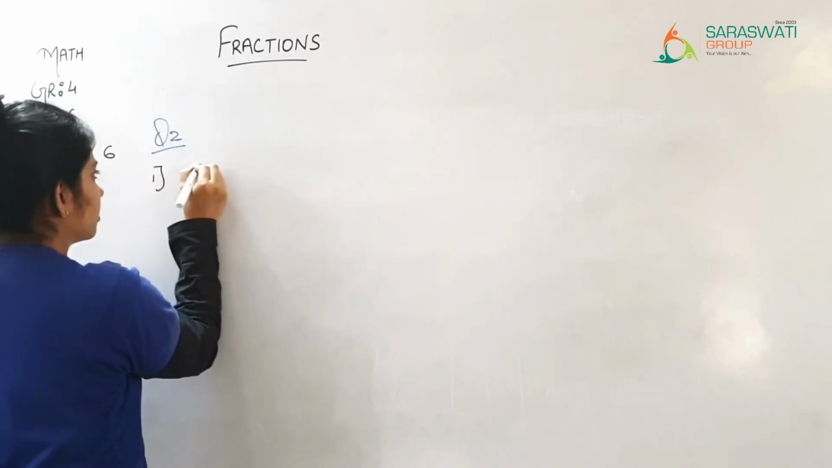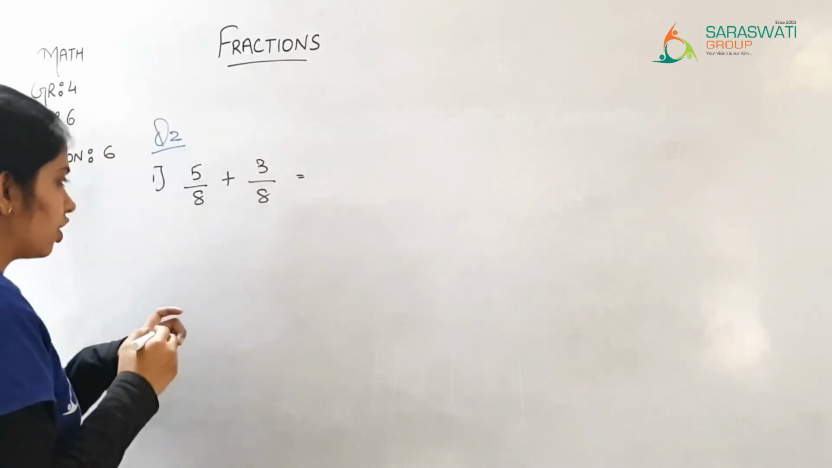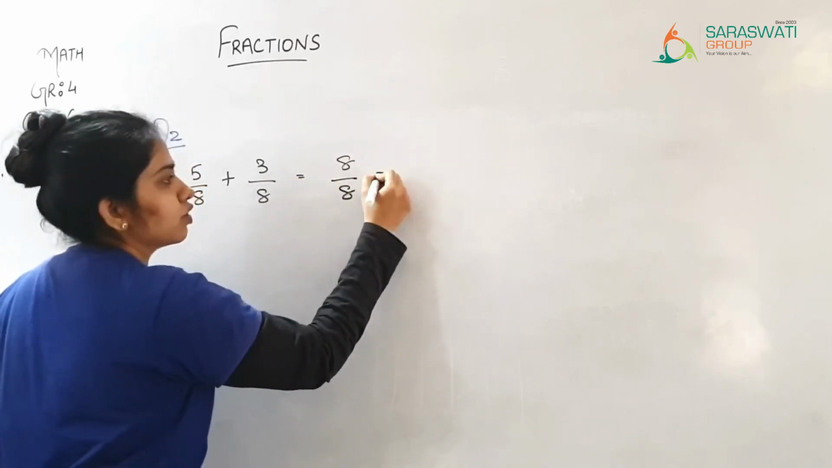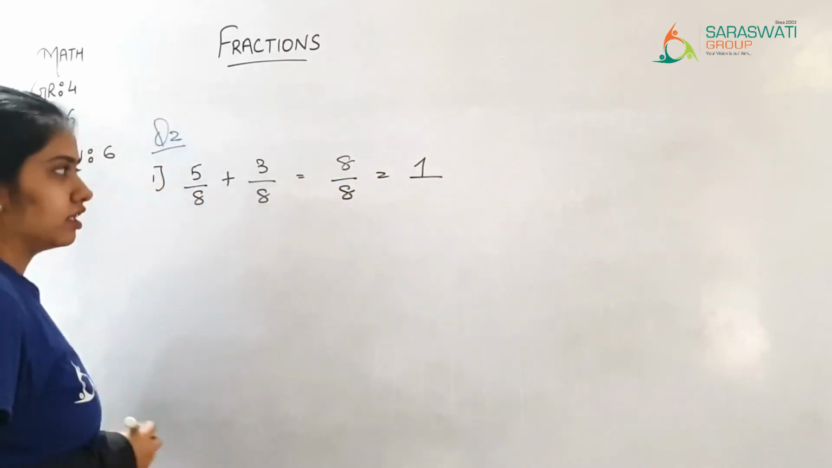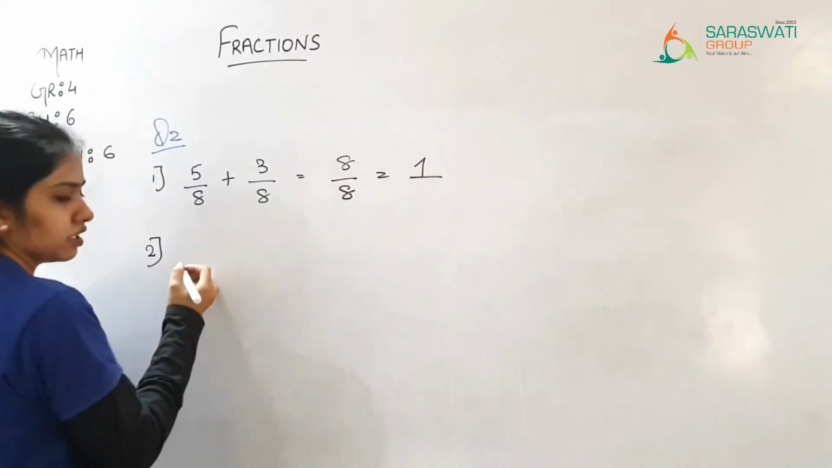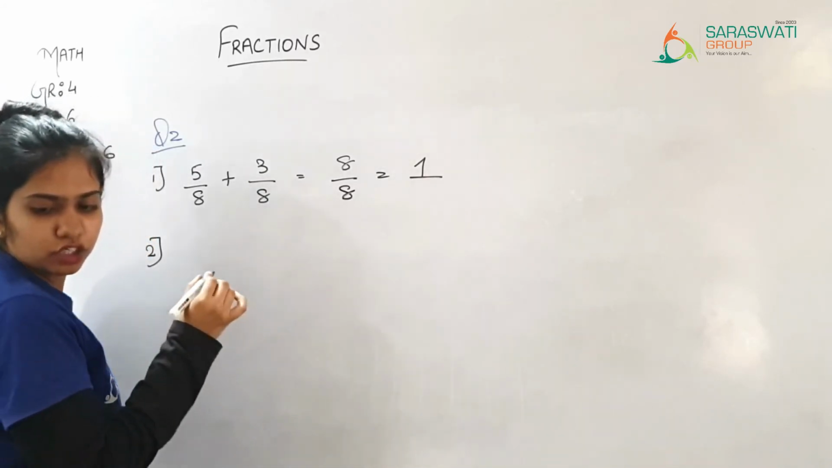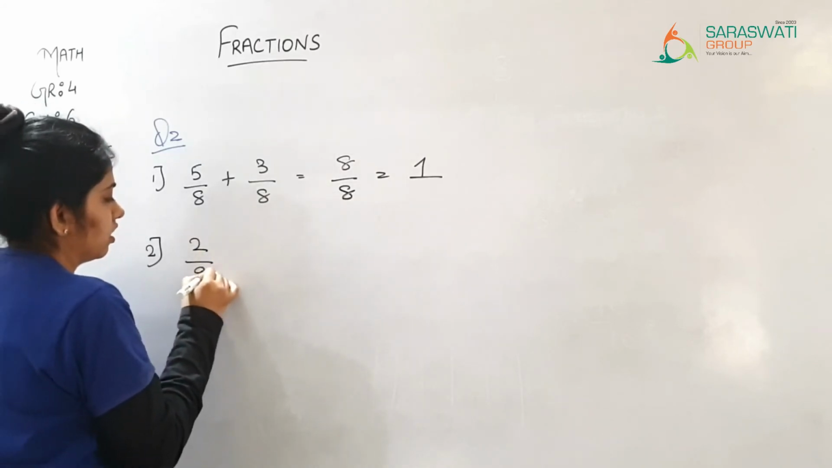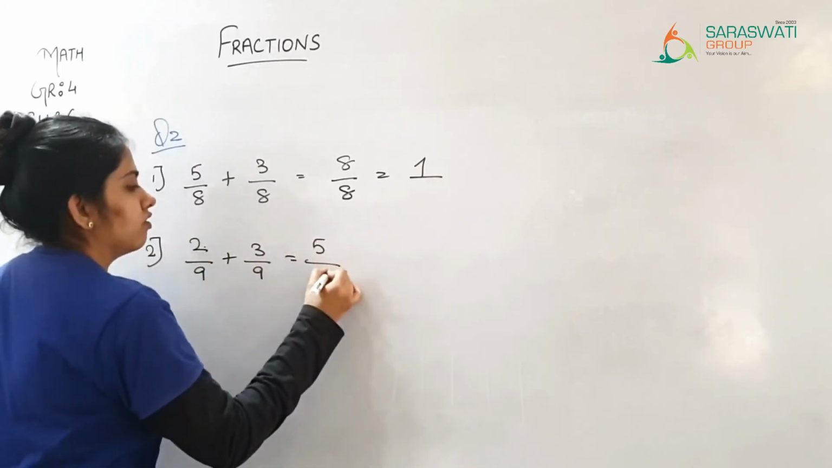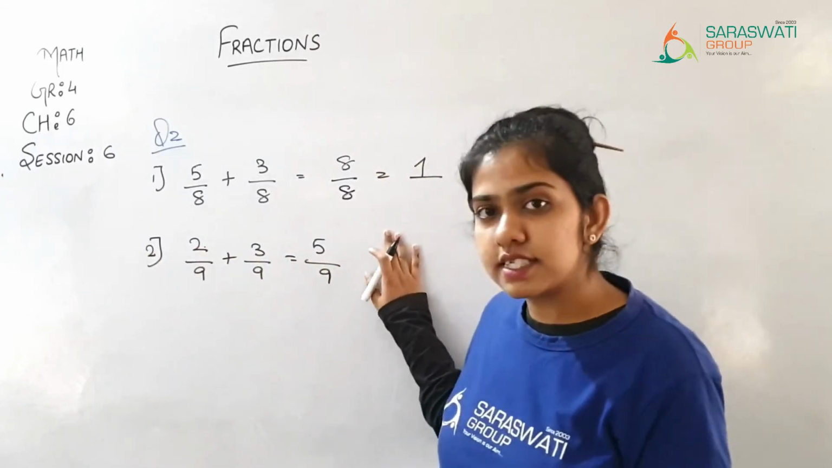5/8 plus 3/8. So 5 plus 3: 6, 7, 8. 8/8. So your answer is over here 1. You can write it this way. Now number 2: 2/9 plus 3/9. Okay, let us solve and simplify. Now 3 plus 2 is 5, so 5/9. So it is not possible to simplify. So we'll keep this number as it is.